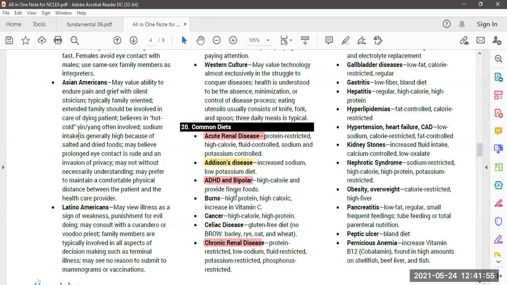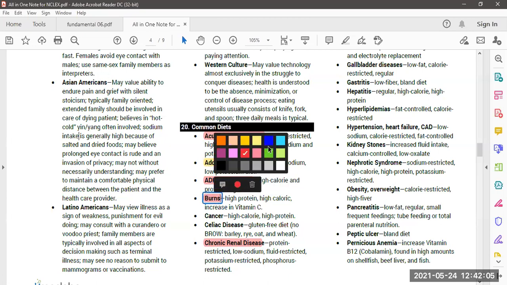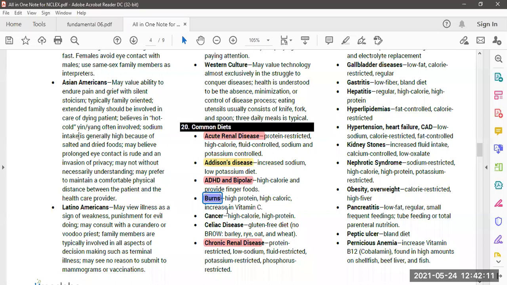This is the question NCLEX products. If the patient came because of burn, what kind of food you're supposed to give them? We give them high protein, high calorie, and increase vitamin C. Any cancer patient, good to give high calorie, high protein.